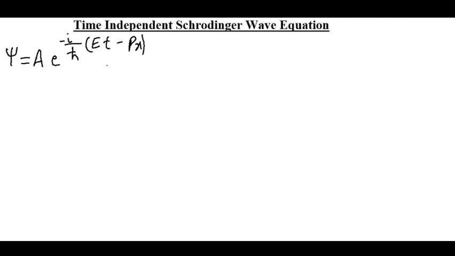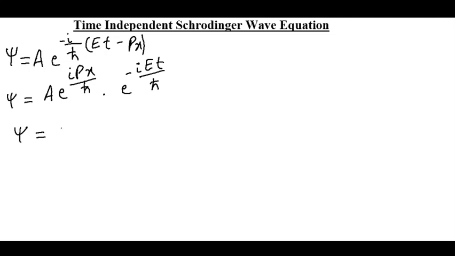Now this wave function can be written in two different forms, which can be A exponential i px divided by h bar and exponential minus i Et divided by h bar, or we can write this wave function as psi equals phi exponential minus i Et divided by h bar, where we separated this position dependent part of the wave function from this time dependent part, and this position dependent part of the wave function is phi.